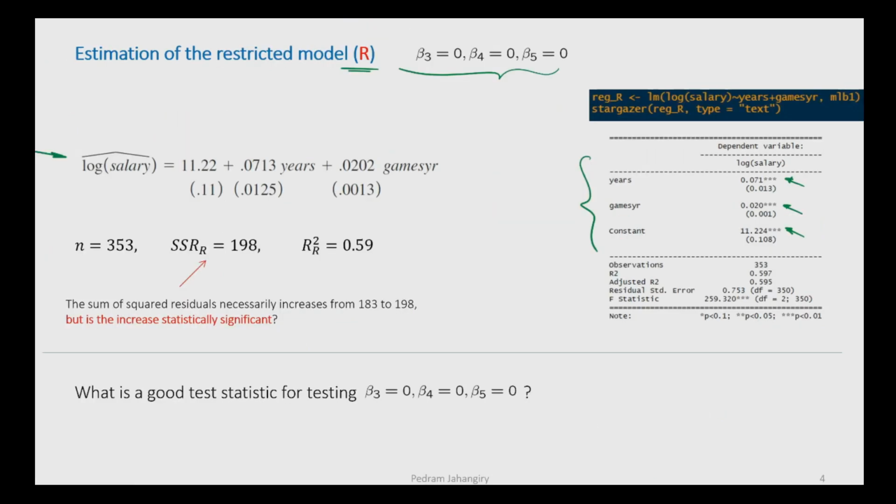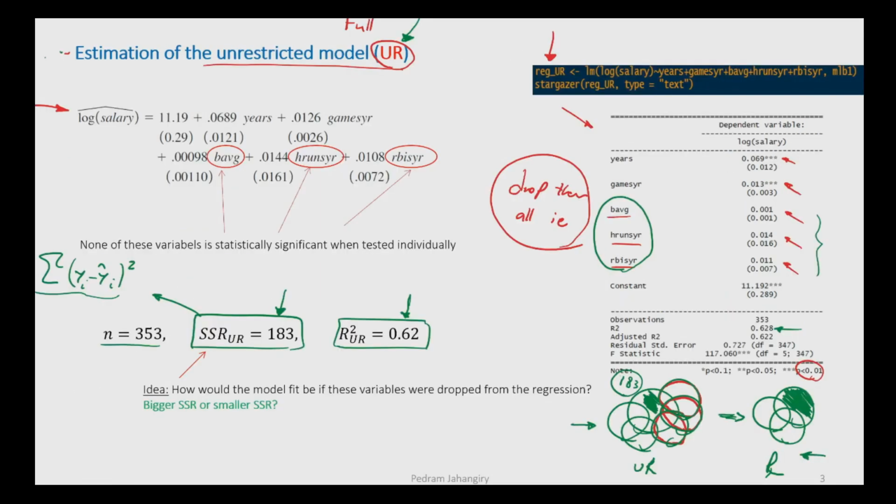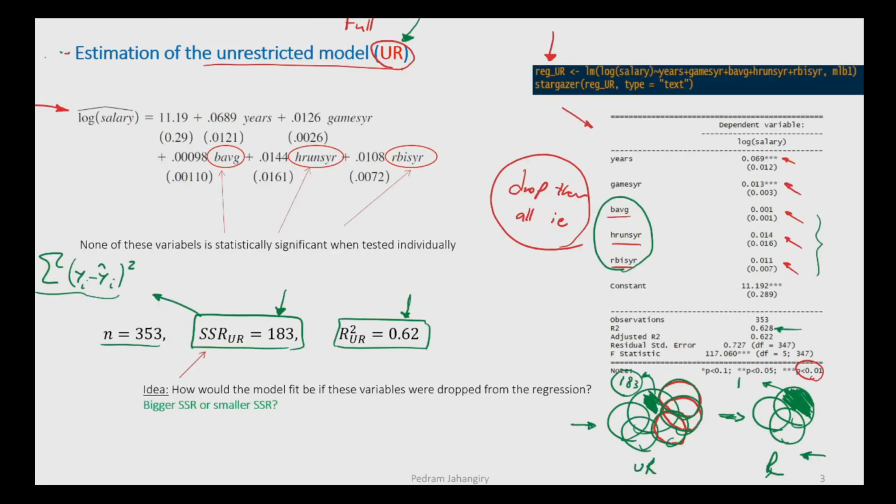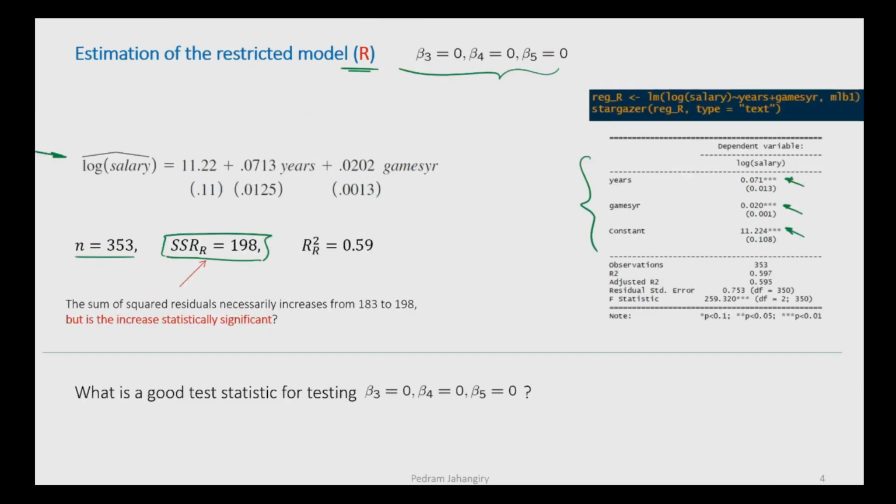Okay, now what happened to SSR? The number of observations, of course, doesn't change. What happens to the sum of squared residuals in the restricted model? It used to be 183, right? Now it is 198. Is it surprising? Not at all, right? Because look at that. Here, if this green shaded area is 183, then we know that it's going to increase. And in the new regression, what was it? It was 198, right? So we know that if we drop these variables, SSR is going to increase, not surprisingly. Okay, so we're not surprised there.